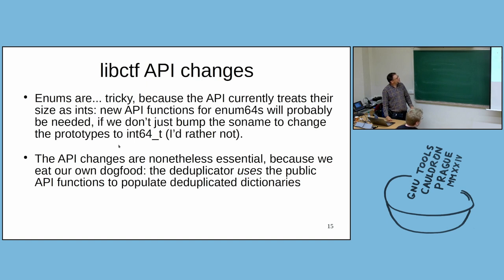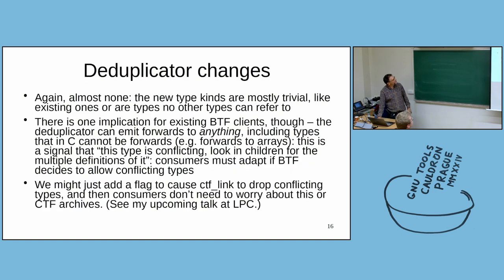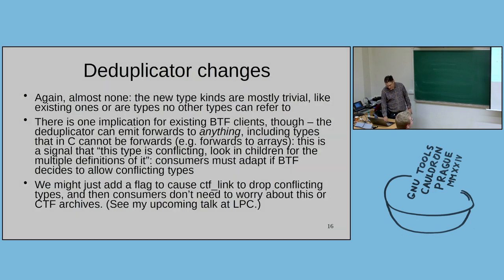We still need to do the API changes, because it works by just using the public API where possible, and I'd like to, it's a good way to test the public API. If you can use it to deduplicate things, then you know it's probably fairly complete and can read and write everything. Does the deduplicator need to change? No, not really. All the new type kinds are more or less similar to the kinds of type kinds we're already using.